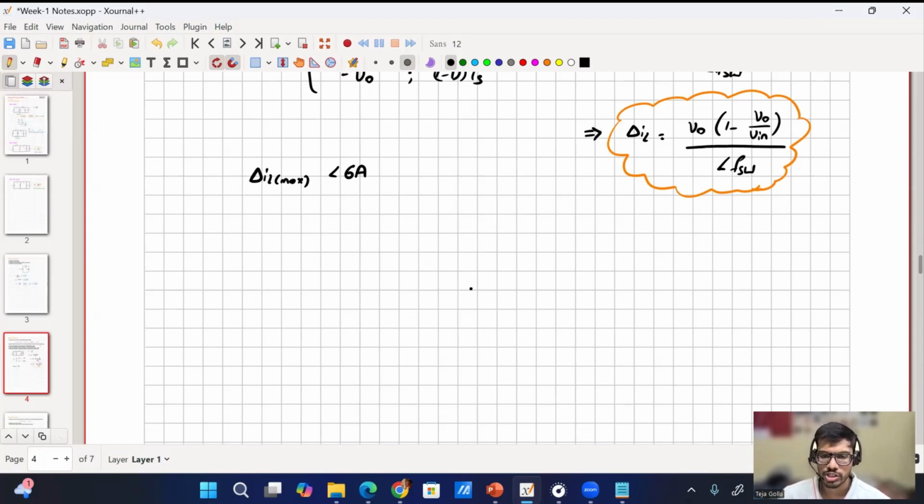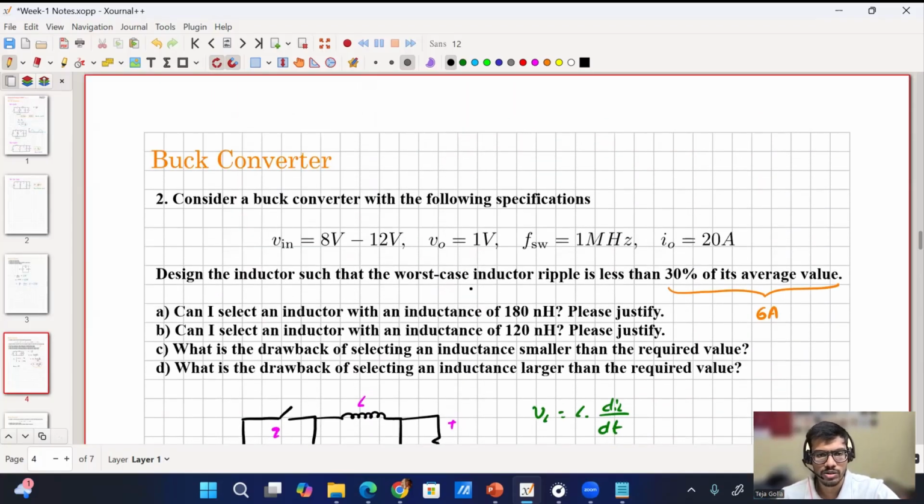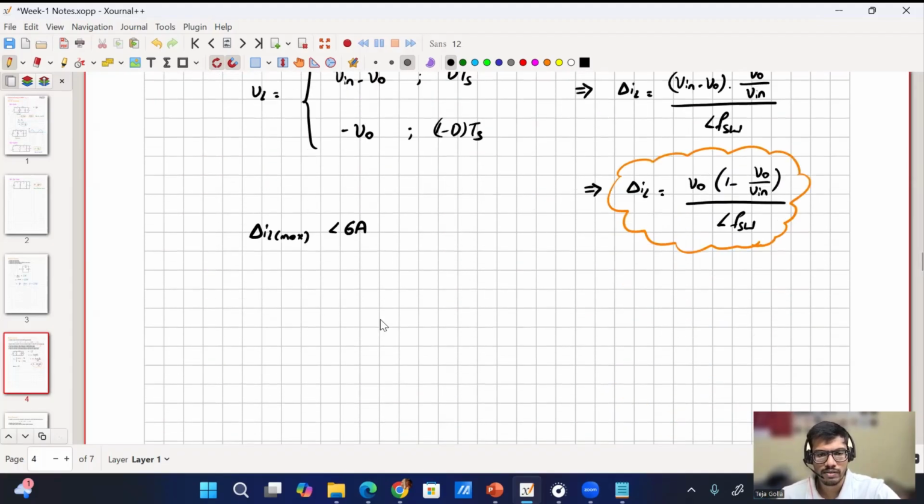We have to ensure that we have inductance such that even at the maximum input voltage, here 12 volt, the inductor current ripple will be less than 6 amperes. At a lesser input voltage, say 8 volt, it will anyway be less than 6 amperes because there it will be the minimum value. Is that clear? Does that make sense? Yeah, understood, clearly understood.